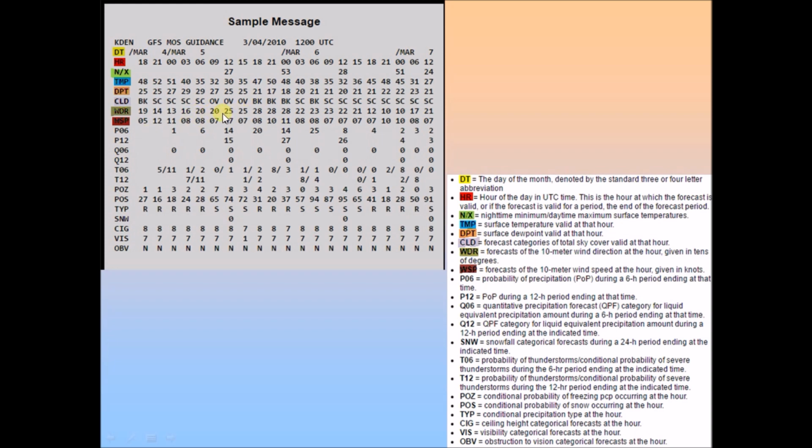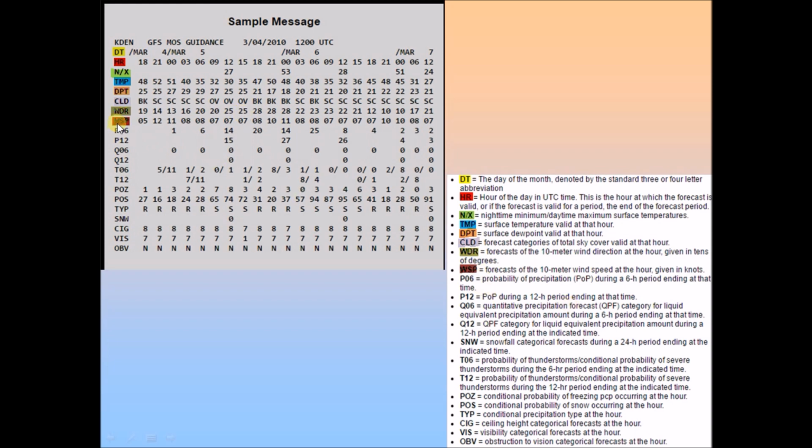25, okay, 25 is very, very close to 270. So here we see 25, 25, 28, 28, 28, so on and so forth. So we can say that the wind is coming from the west, from March 5th at 12Z through about March 5th at 0Z. So if you wanted to know what the wind direction was going to be like in Denver, Colorado for March 5th, you would say it's primarily a westerly direction.